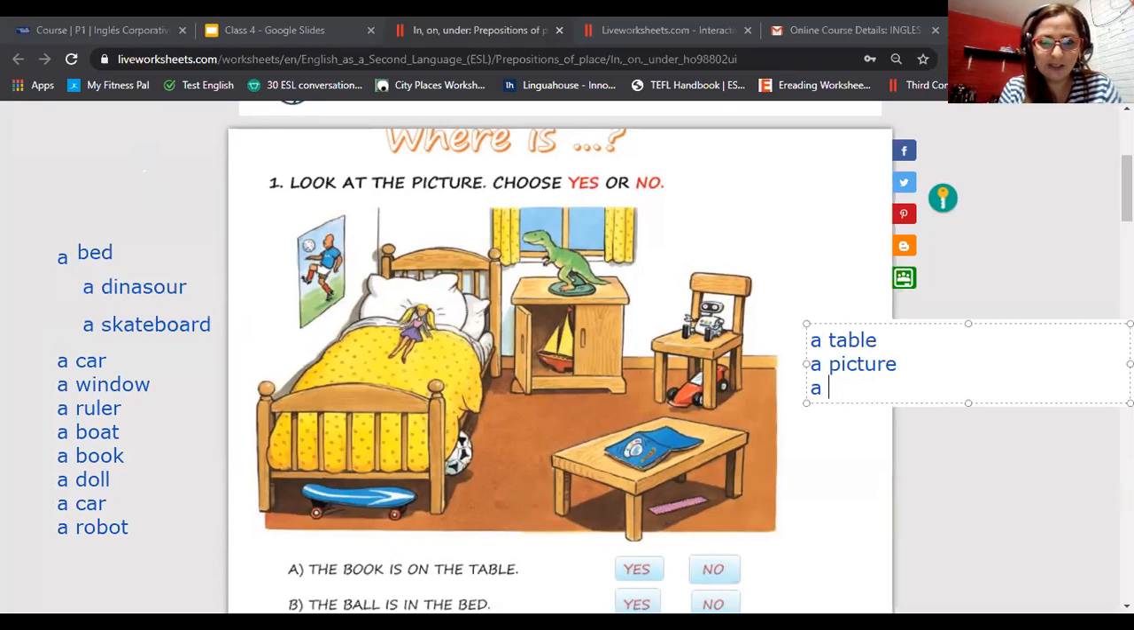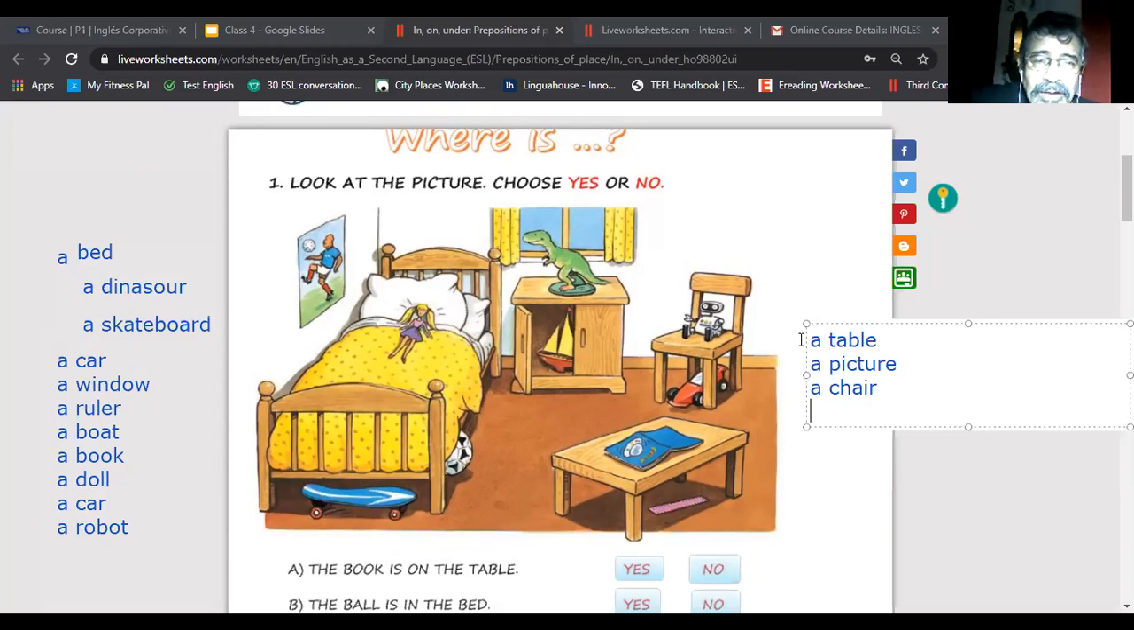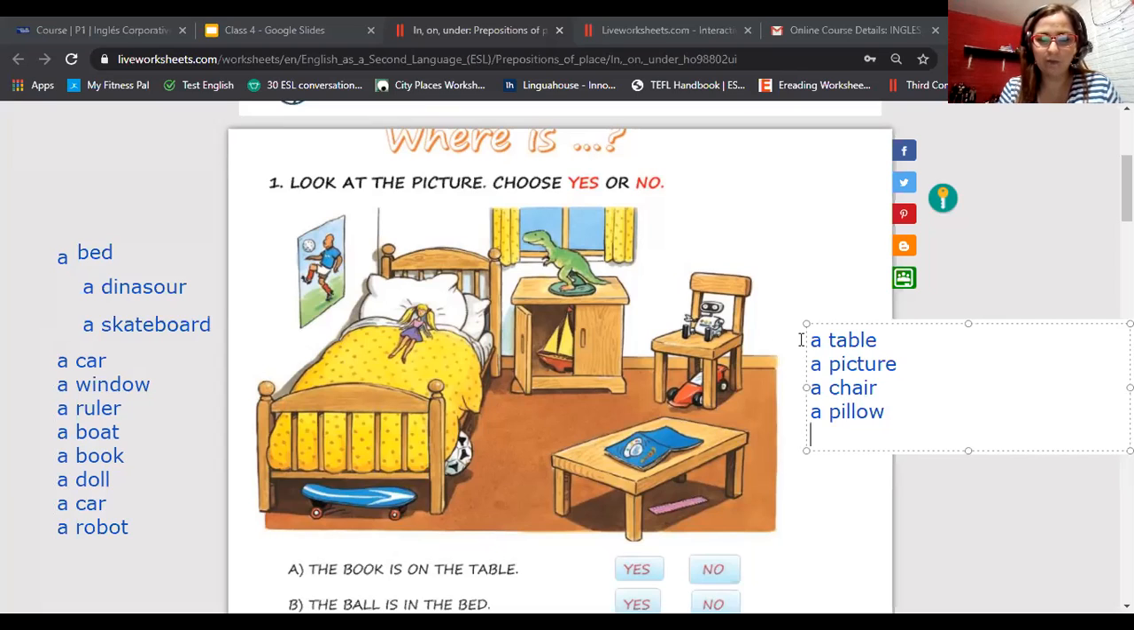A boat? It's over there, I guess. I already wrote. What else do you see? A chair? Yes or no? How do you say see in English? Chair. A chair. Very good. What else? A pillow. A pillow. Very good.